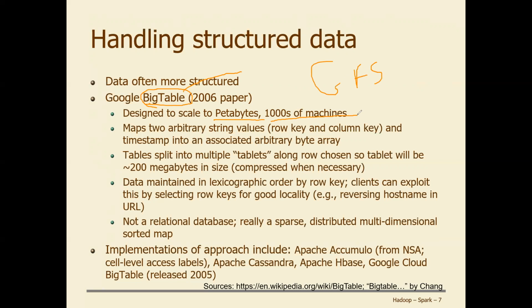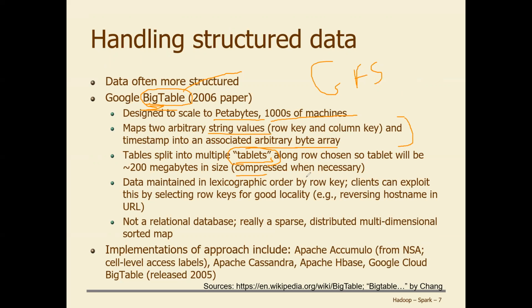So it maps arbitrary string values to an associated arbitrary byte array. It's just the way it manages. We'll see the detail in HBase later on. The tables are split into multiple tablets. So I have a huge table, which is called a Bigtable, but it is managed in such a way that I have split it into pieces and distributed them across different nodes. Those pieces we call tablets. That's it. And how those pieces are made, we'll see later on.